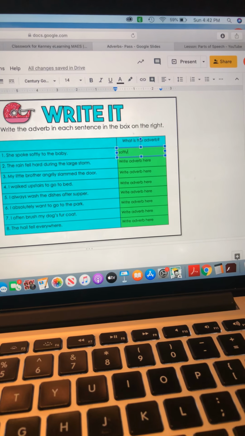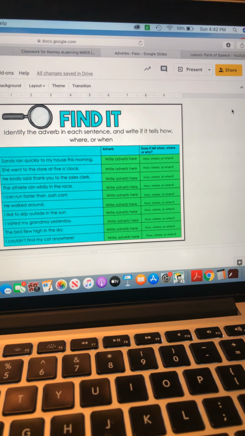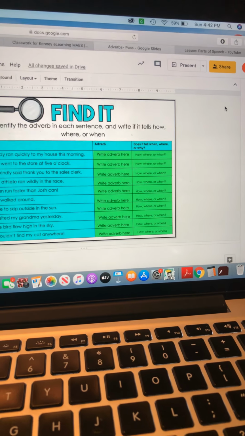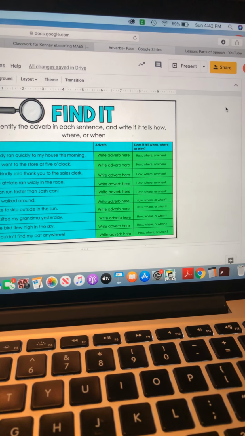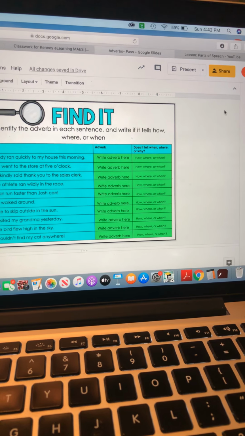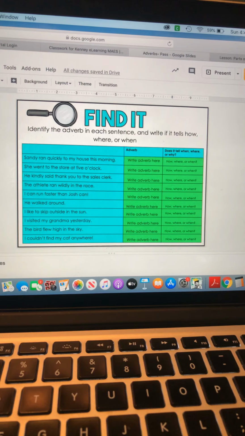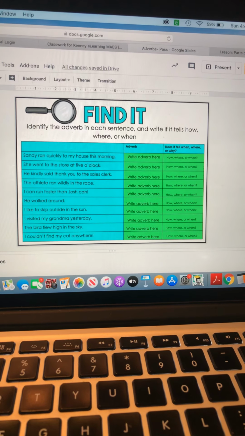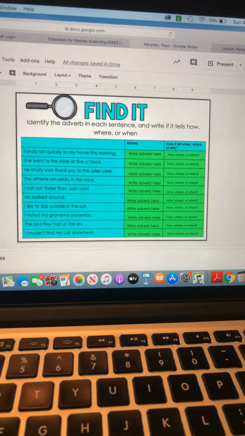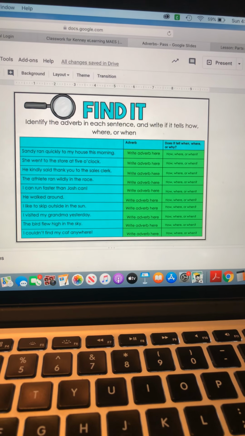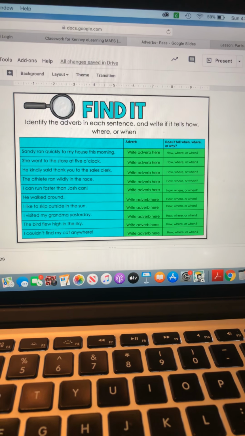All right, and then we have one more slide, and it is called Find It. Identify the adverb in each sentence and write if it tells how, where, or when. So the first step is we have to identify the adverb, and then the second step is to determine whether it tells us when, where, or how. All right, so we're going to do number 1 together. Sandy ran quickly to my house this morning.